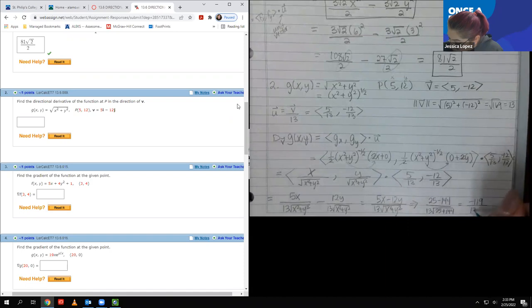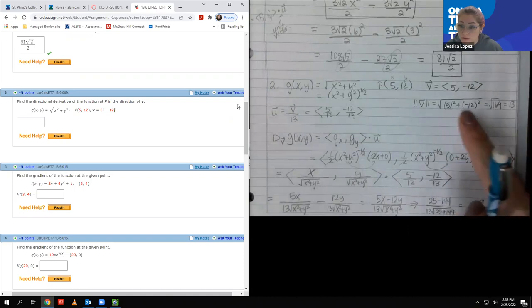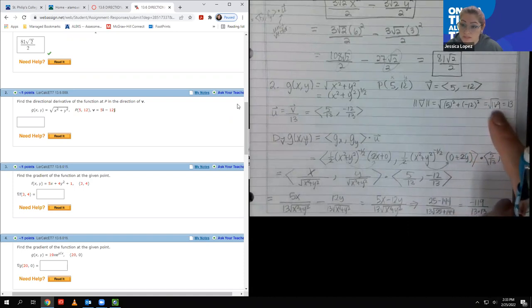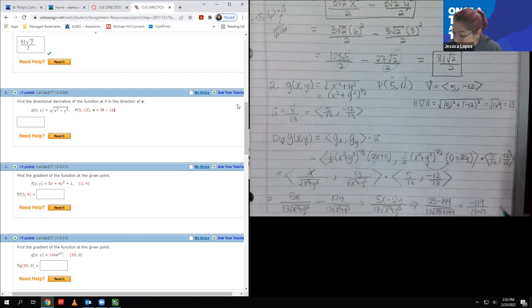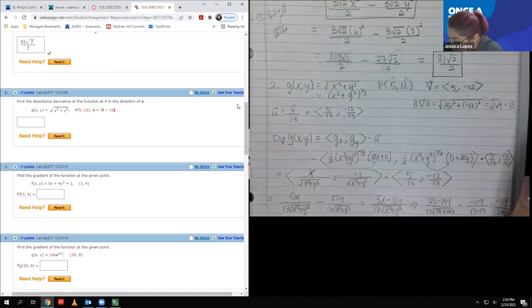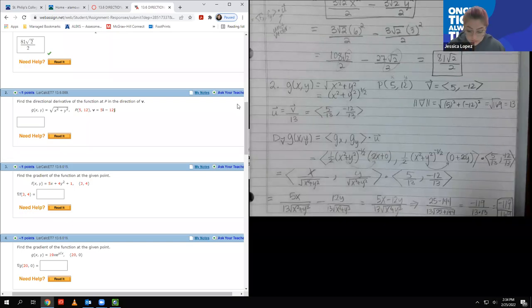And at the bottom, we get 13 times 13, because we've already done this computation before, right? We have done 25 plus 144, we got 169, and the square root of that was 13. So unless 119 can be divided by 13, it cannot. So then we just get negative 119 over 169. And this is the final answer that they want there.